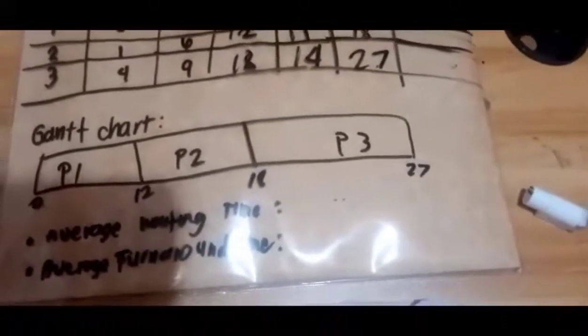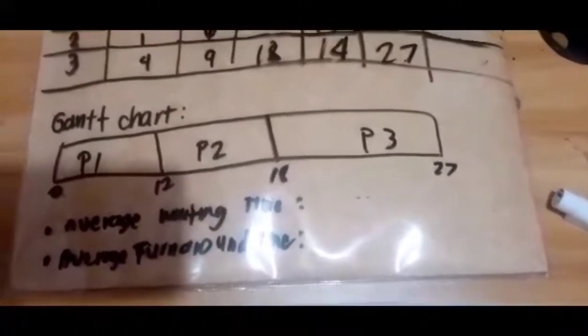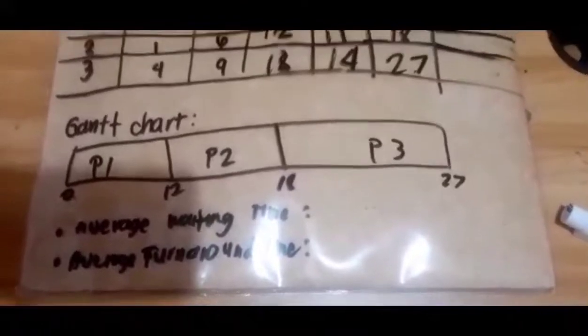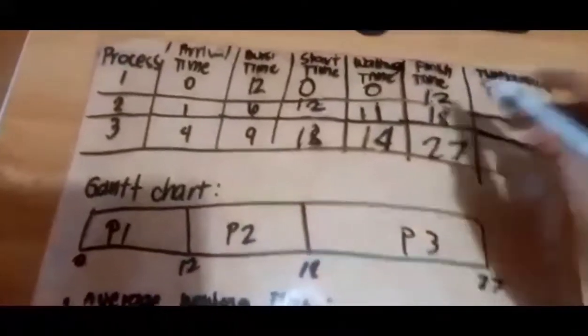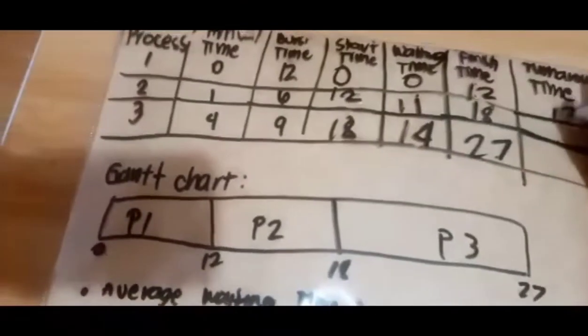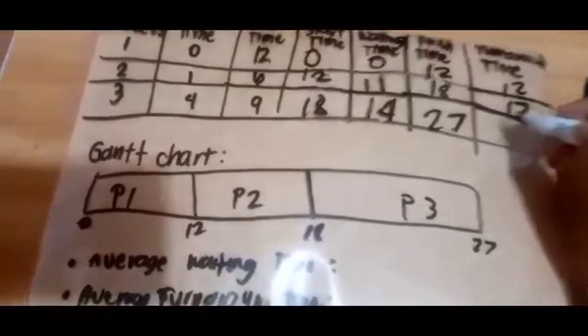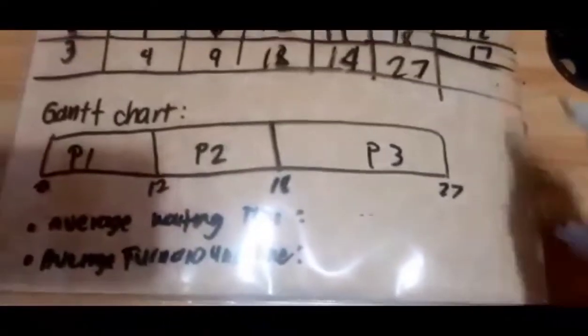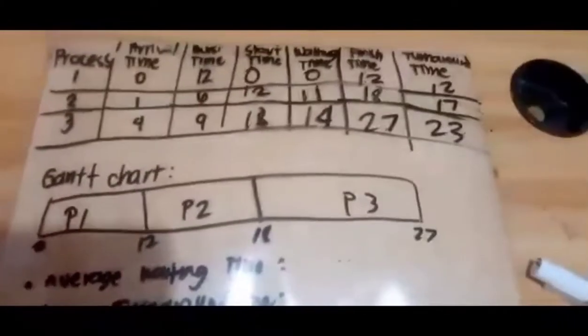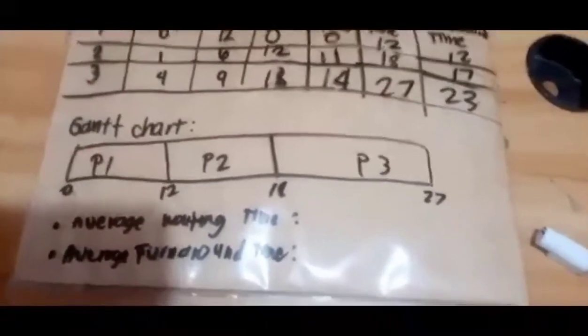Last is the turnaround time. In order to get the turnaround time, we need to subtract arrival time from finish time. Finish time, 12 minus 0 is 12. 18 minus 1 is 17. 27 minus 4 is 23. Now we completed the table.